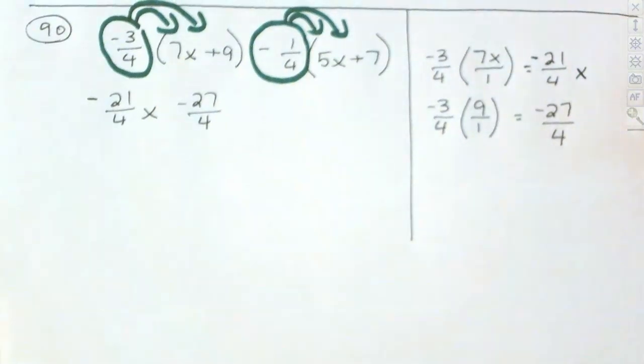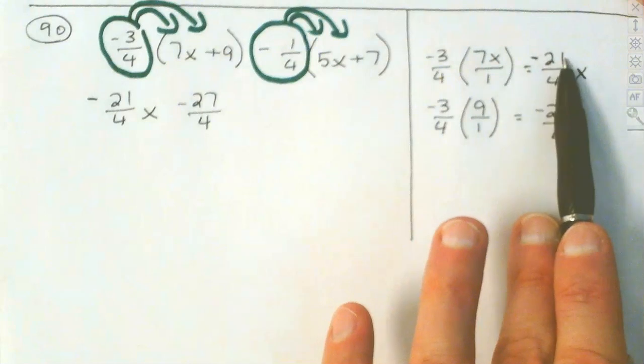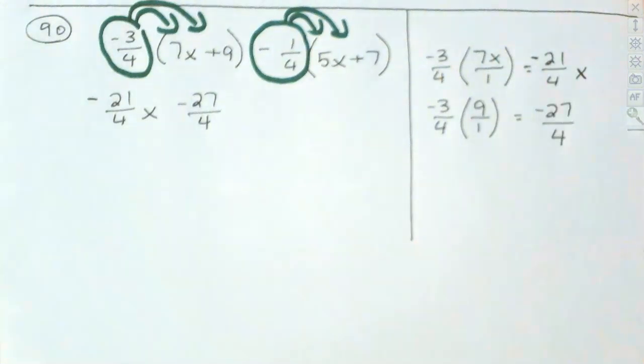If you see a mistake, be sure and tell me. Sometimes I make mistakes too. I try not to, but they do happen. So, yep, you're correct. That should be a minus 21 over 4x there. So that takes care of that sign. Same thing on the next one.